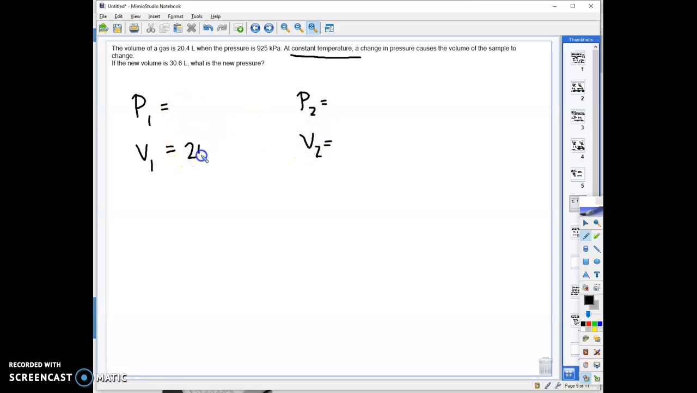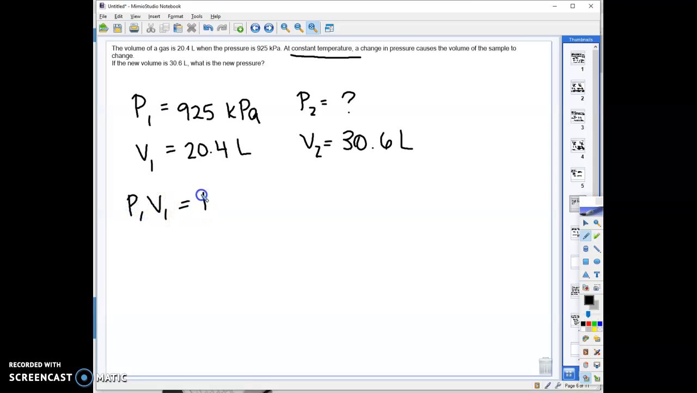My first volume is 20.4 liters. The pressure is 925 kilopascals. They're asking me what my new pressure is. My second volume is 30.6 liters. With a Boyle's law problem, it does not matter what the units are, as long as your units of volume are the same before and after, or if we're dealing with pressure, your units of pressure are the same before and after, then it does not matter what the units are. So my equation is P1V1 equals P2V2.